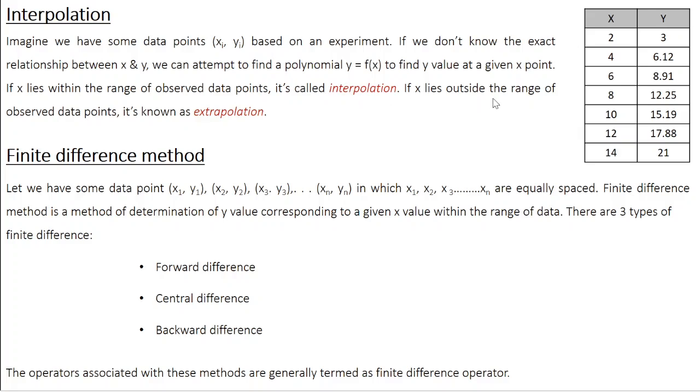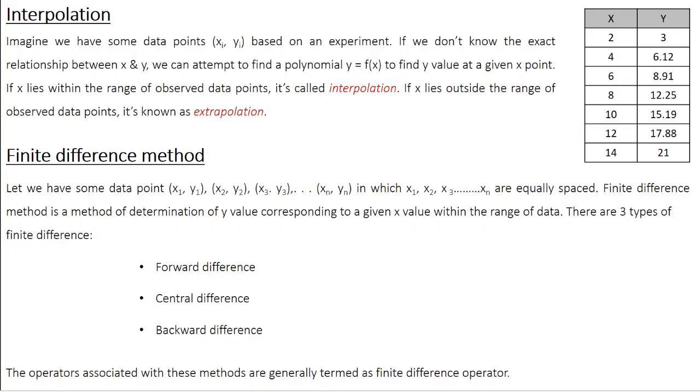If x lies outside the range of observed data points, it is known as extrapolation. For example, you want to find the y value corresponding to x equal to 50. Once again, this information is not a part of the observed or experimental data. Once again, if you know f of x, you can substitute for x. When you put the value x equal to 50, you get the corresponding y value. So this is known as extrapolation.